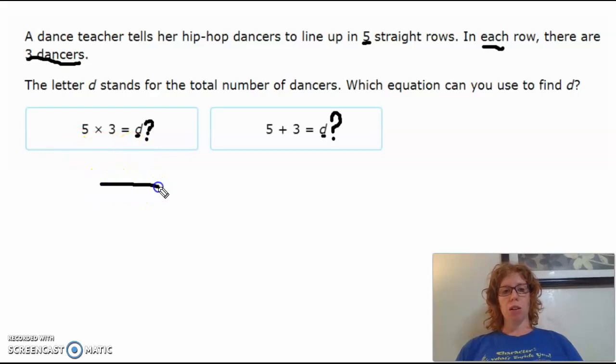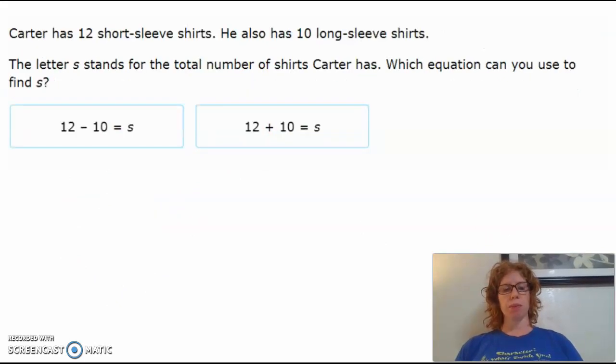I'm going to draw my 5 rows. They're not exactly straight, but 3, 4, my 5 rows. And let's draw some dancers. In each row there are 3 dancers. 1, 2, 3. 1, 2, 3. 1, 2, 3. We are drawing equal groups. 1, 2, 3. 1, 2, and 3. So the equation that matches this word problem is 5 times 3, because we can show that we are multiplying in this word problem. Let's go to the next one.